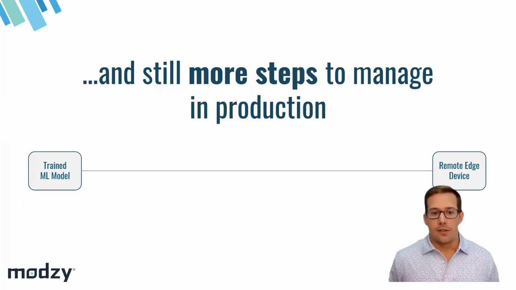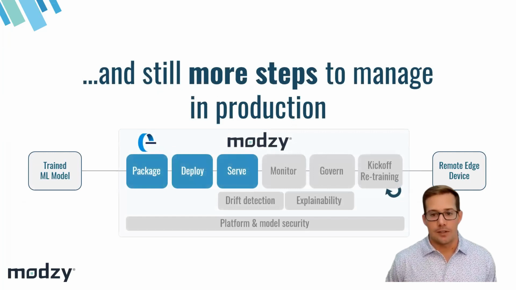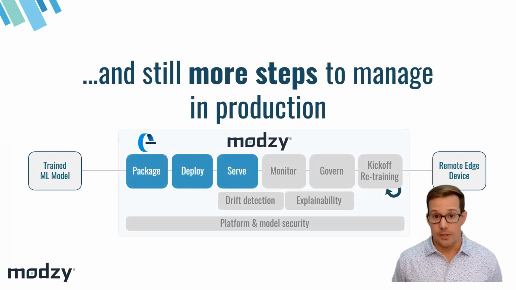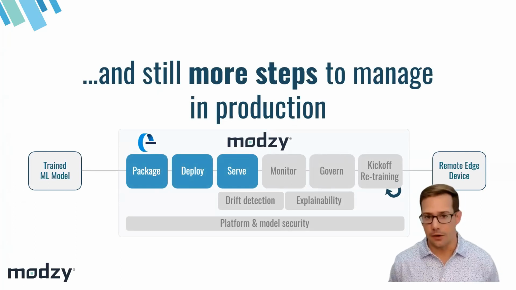And then finally, these are just a couple steps. So we'll simplify this more. Here at Modzy, we consider the end-to-end pipeline to be a little bit broader. Not only do you package, deploy, and serve models, but you have to constantly monitor those with drift detection, explainability. You need to version those models and have a good way to do so, to govern role-based access control, and retrain.